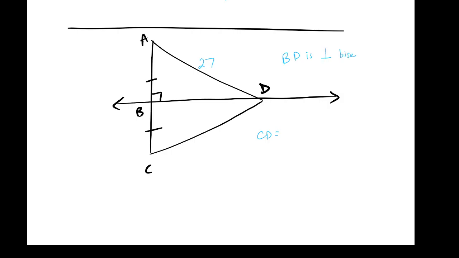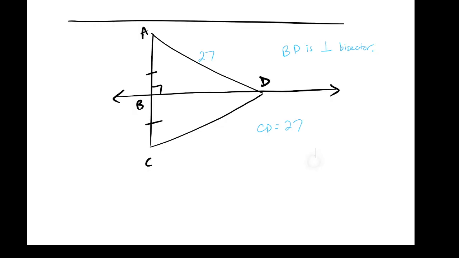Remember, we can use that upside down T to mean perpendicular. The reason I know that is because that's the way it's illustrated. If BD is the perpendicular bisector, then CD has to be 27. Don't overthink it, okay? Let's do another one.